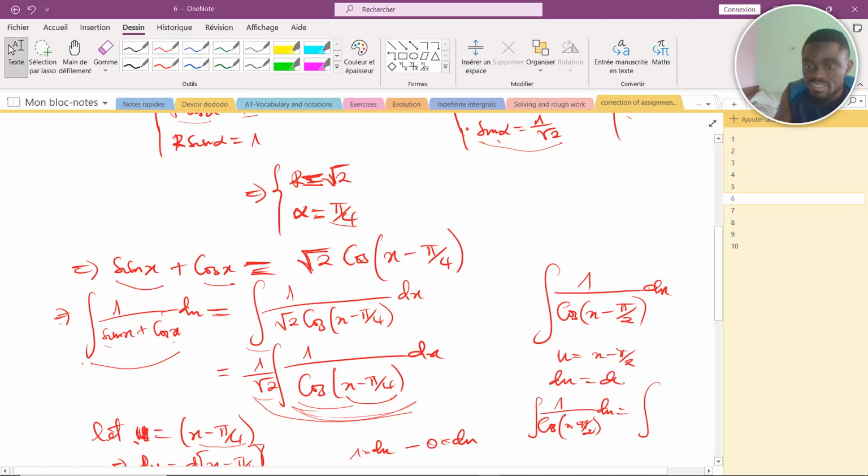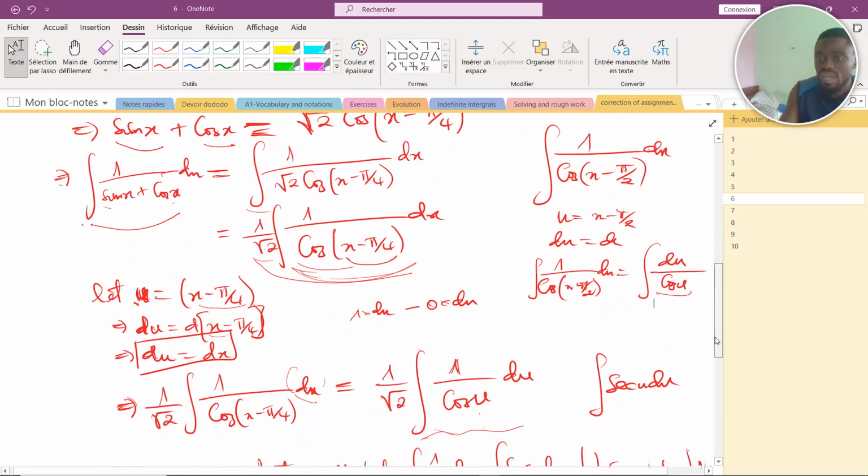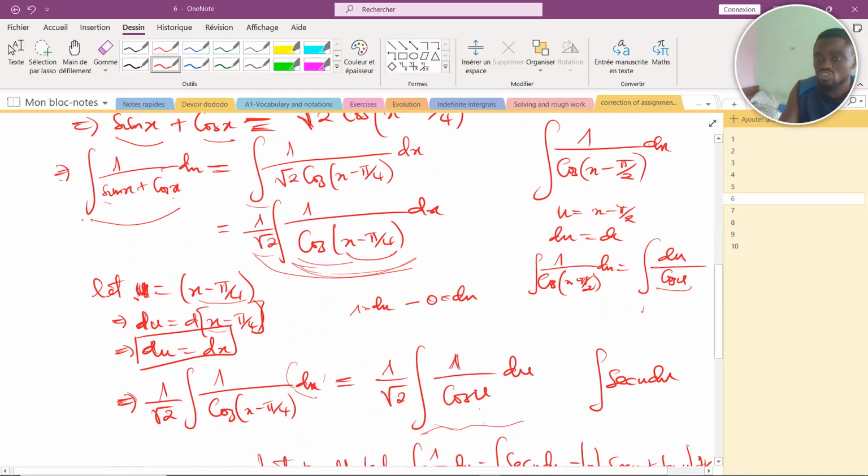Integral, my dx is du, so it will be the integral of du all over cos u. You understand? From here, you can already use what? A substitution of t equals tan of u all over 2. And you integrate as we used to integrate. Is that okay?